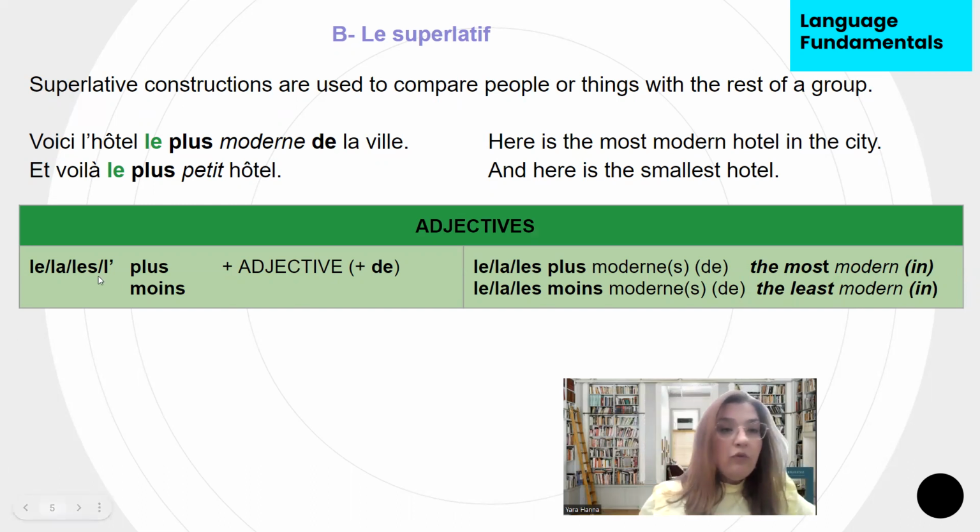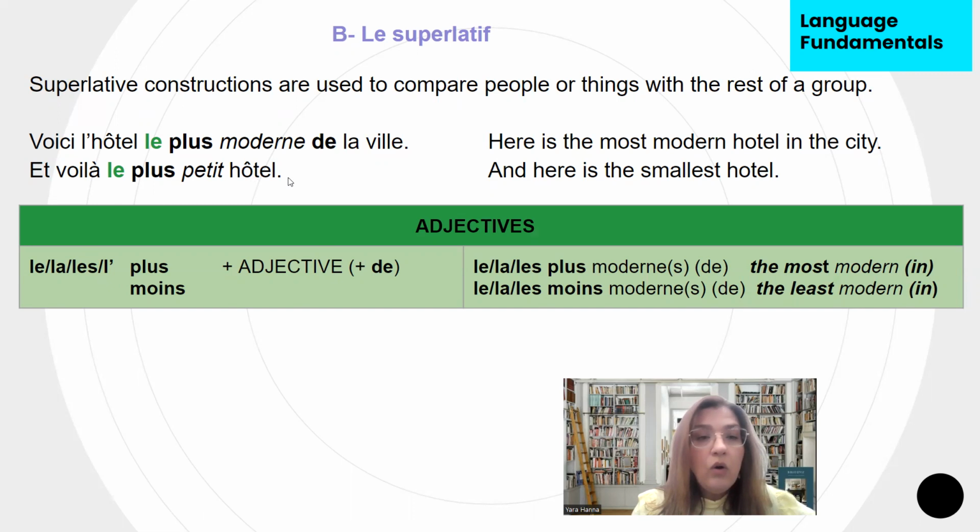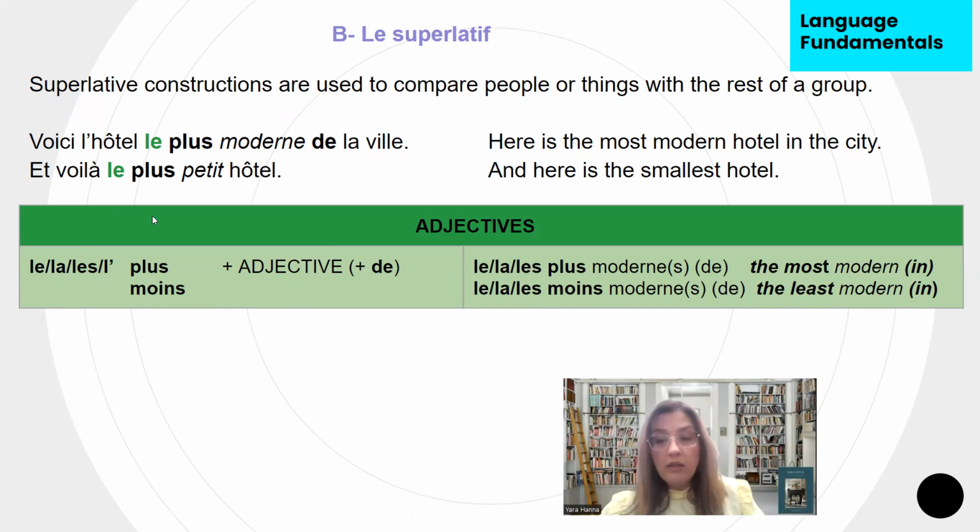D'accord? Et voilà le plus petit hôtel, le plus petit hôtel. And here is the smallest hotel. So what are we comparing? The hotel to all the other hotels in the area, in size this time?